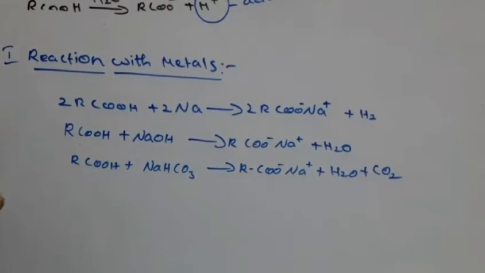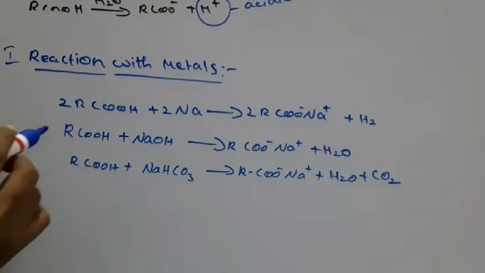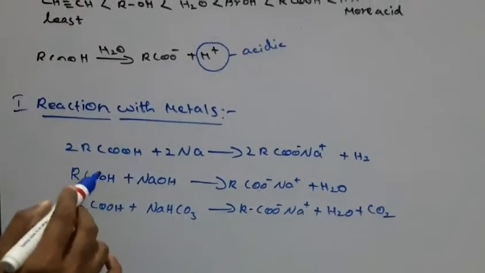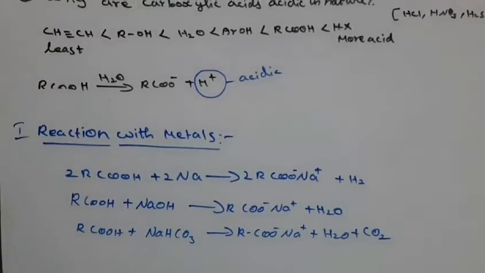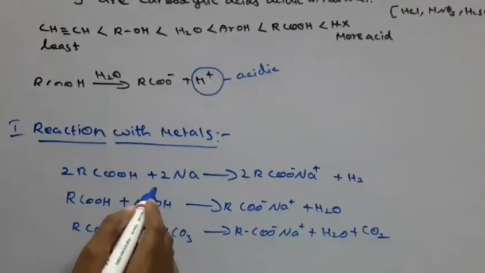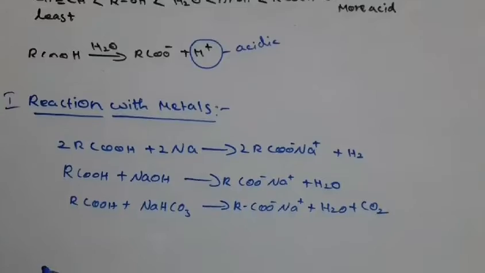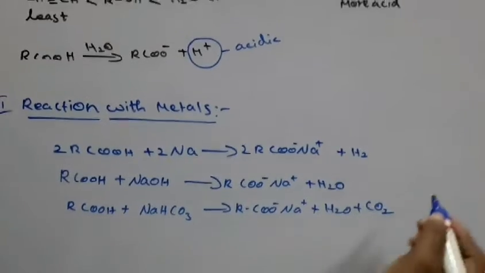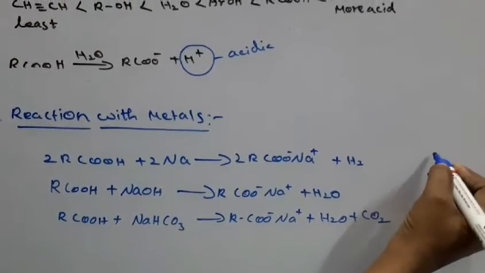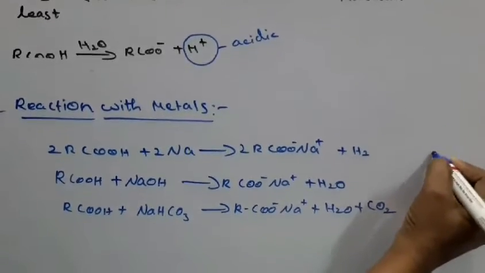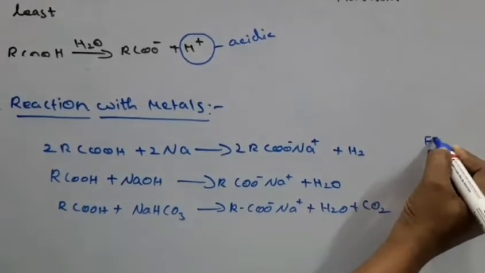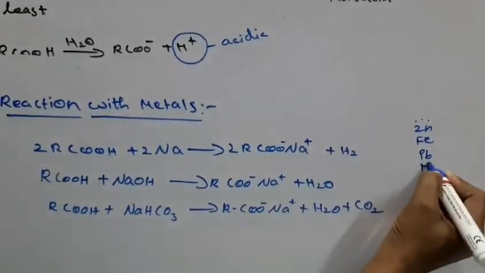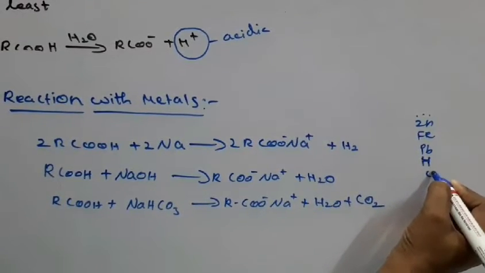Okay, students, listen. The reaction with metals proves that the carboxylic acid is highly acidic in nature. So what are the metals? Highly reactive metals, meaning the reactivity series we studied in the electrochemical series. Some elements are present above hydrogen. What are the elements present? Lead and iron, then zinc. Like that the elements are present, and some elements are present below hydrogen.